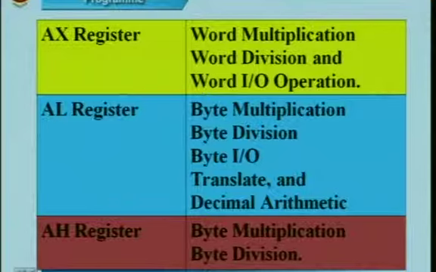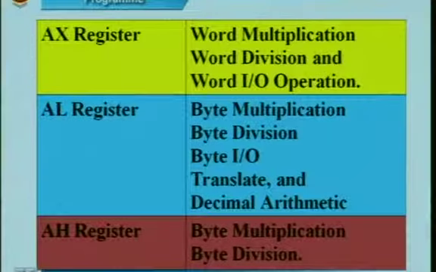Apart from when you are not using the AX register for any of this operation, the AL register can be used for byte multiplication, byte division, byte IO, translate and decimal arithmetic. Let me briefly talk about it, because we will be discussing it in greater detail when we talk about the instruction set and how these operations are carried out. But for the time being, we need to understand what the purpose of the AL register is, and what its special feature is.